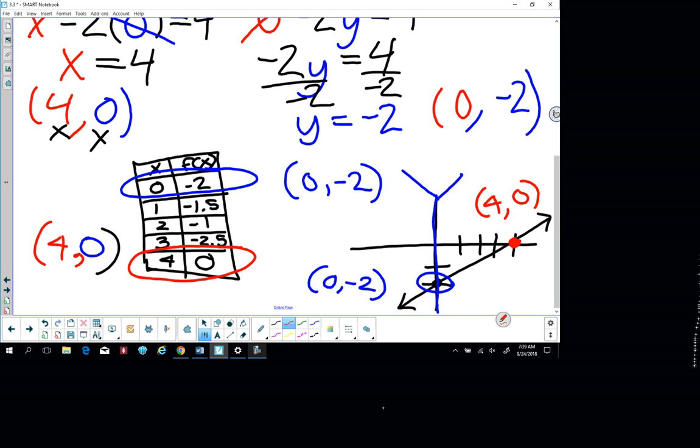So you can see the first half is finding it on a graph. The second half is graphing it. The third is on a table, and then there's just extra practice. So I'll do one of each. Does everyone have this down?